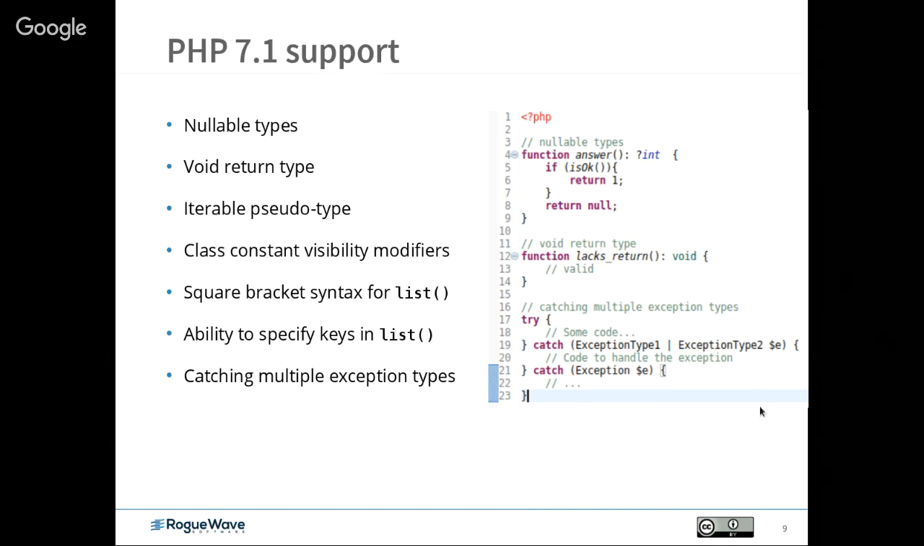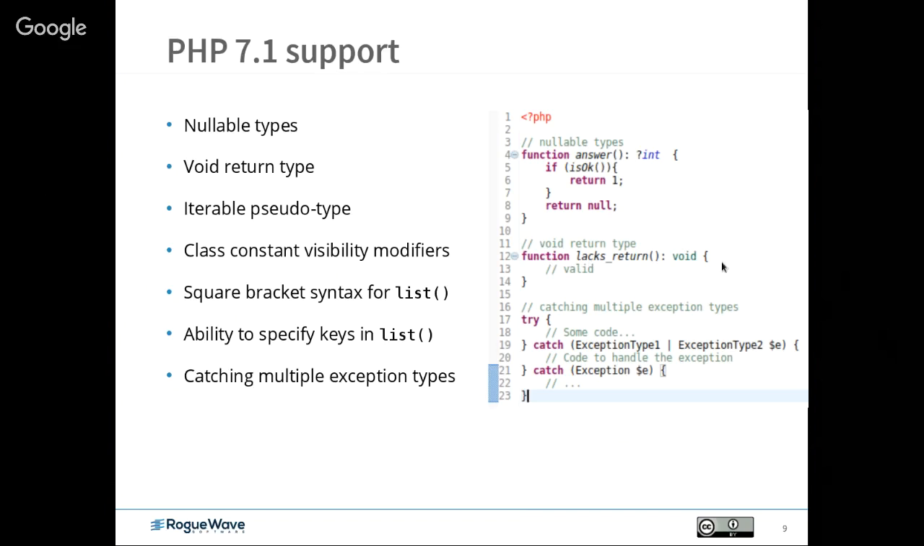Here on the right side, I tried to make a screenshot of the PHP editor that shows some of these new features. For example, we have here the nullable type. You see this question mark on the return type, and this means that you can return the integer, like here 1, or you can return null. That's why it's nullable type. It can be an actual value or null. This was not possible in previous PHP versions.